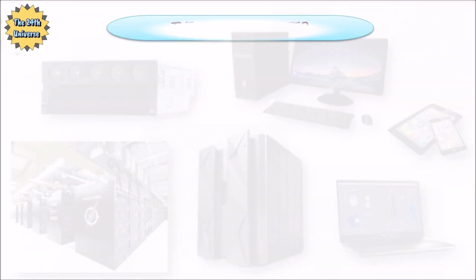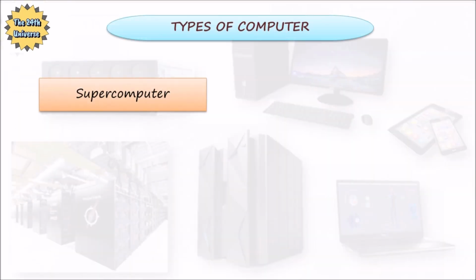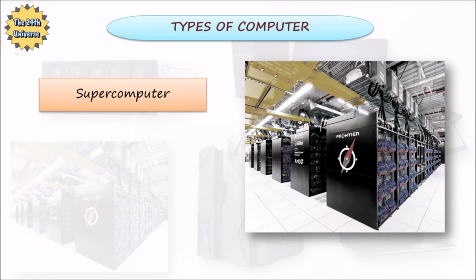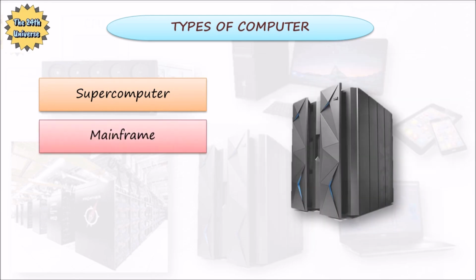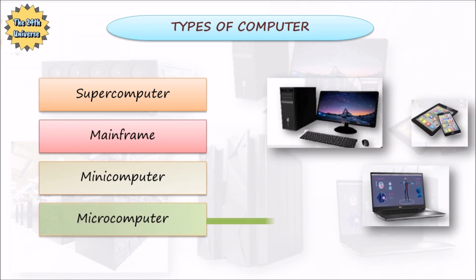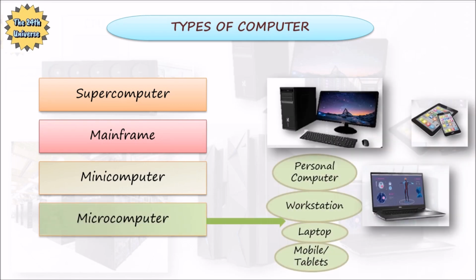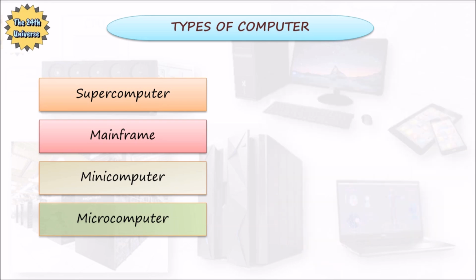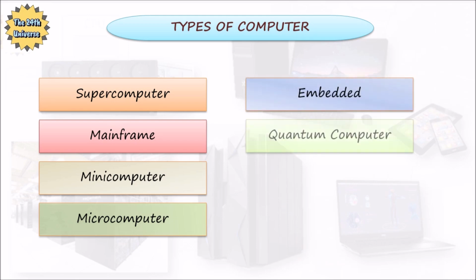We shall now see the types of computers. The main classifications are supercomputers, mainframes, mini-computers, microcomputers. This is further classified as personal computers, workstations, laptops, and mobiles and tablets. Then we have embedded computers and quantum computers.